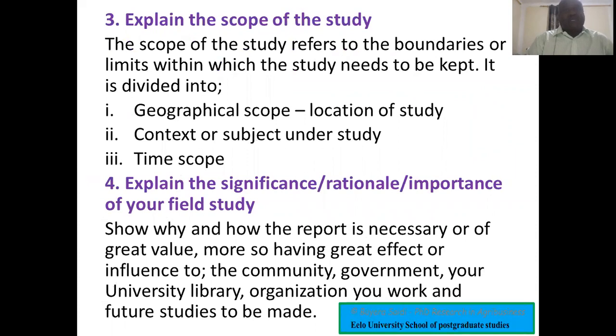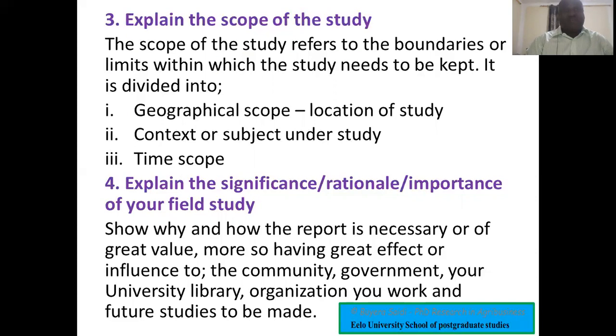Three, you must explain the scope of the study. The scope of the study refers to the boundaries or limits within which the study is to be kept. It is divided into three categories. One is the geographical scope. And the geographical scope talks about the location of the study. Is it in your village, your location, county, country?